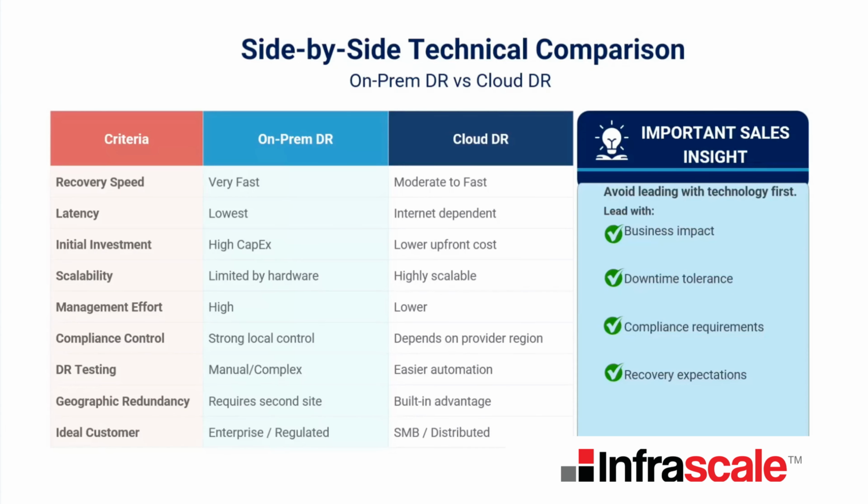This model usually fits enterprise customers or a highly regulated environment that requires strong local control and compliance. Cloud DR, on the other hand, offers lower upfront cost, easier scalability, and simplified management. It's a strong fit for SMBs, distributed environments, customers looking for operational flexibility without building a second DR site.